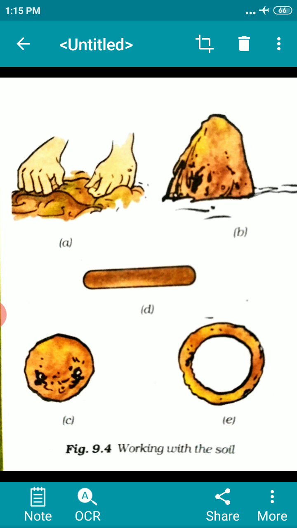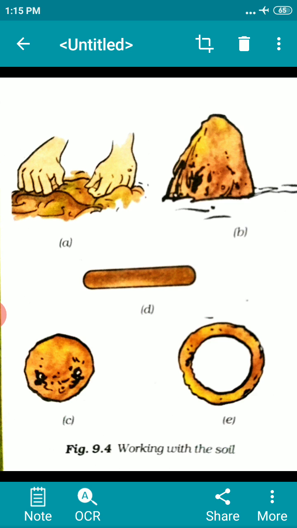So, a ball can be made from the clayey and the loamy soil, but not from the sandy soil. Cylinder rings can be made with only the clayey soil, but the sandy soil cannot be shaped in such a specific way. The next one, we will see the different properties of soil. What are the properties they have?